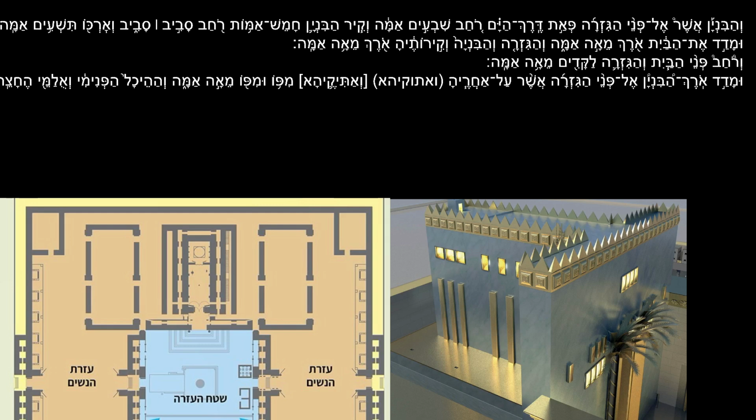You see it's not exactly a square, and this was to fulfill what it said, that it should be like a lion, which was wider in the back and shorter in the front.